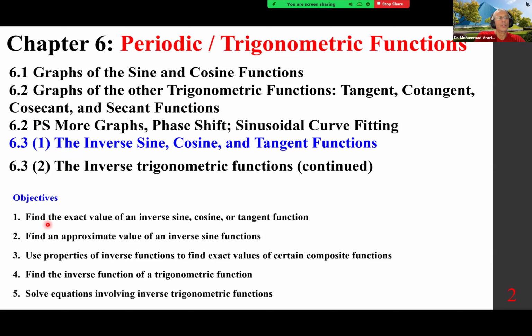And the objectives are to find the exact value of an inverse sine, cosine, or tangent function. Find an approximate value of an inverse sine function. Use properties of inverse functions to find the exact values of certain composite functions. Find the inverse function of a trig function. Solve equations involving trigonometric functions.